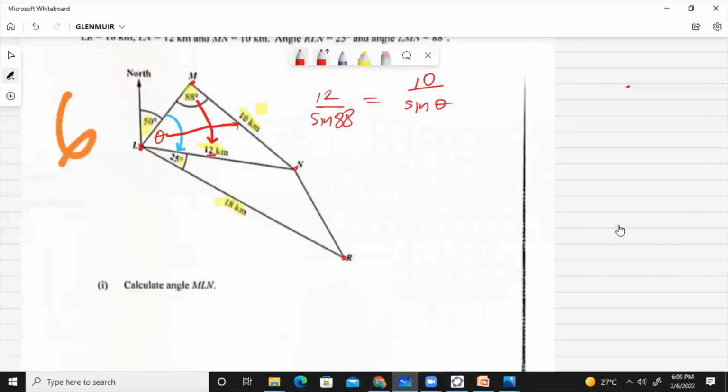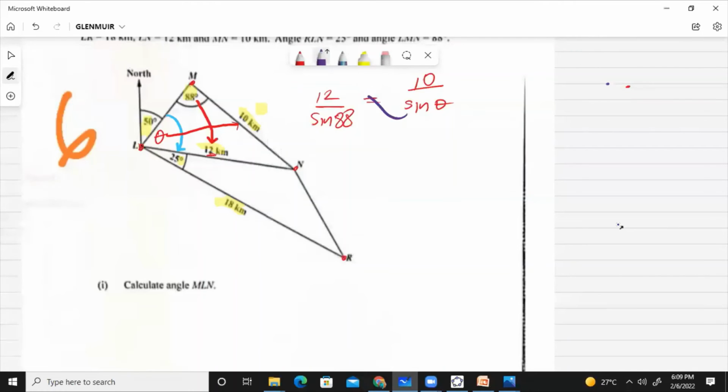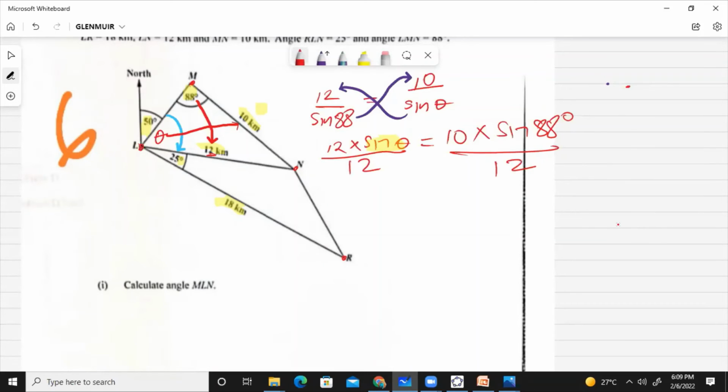We are going to cross multiply again. So we're doing the same things. This question just came, but it is operating the same way because that is what bearings is. There it is. So let us just quickly do our cross multiplication. 12 times the sine of theta is equal to 10 times the sine of 88 degrees. My intention is to find this. So therefore, I need to divide both sides by 12 in an effort to have the sine theta alone.